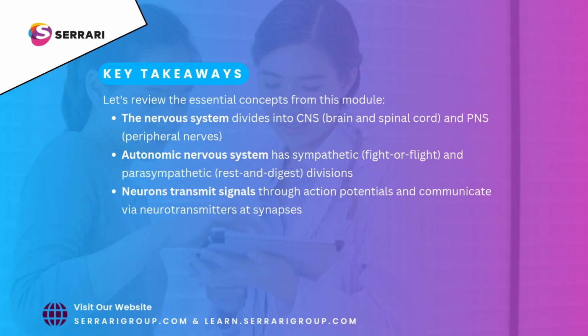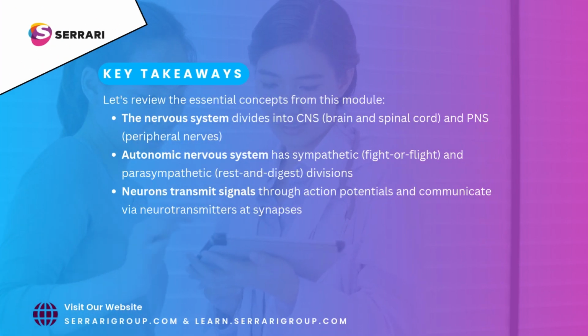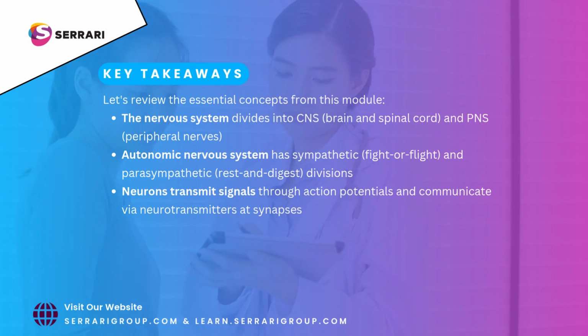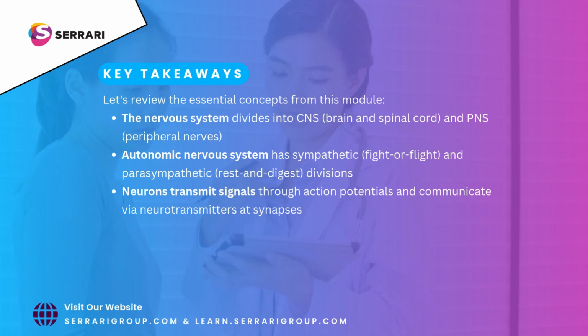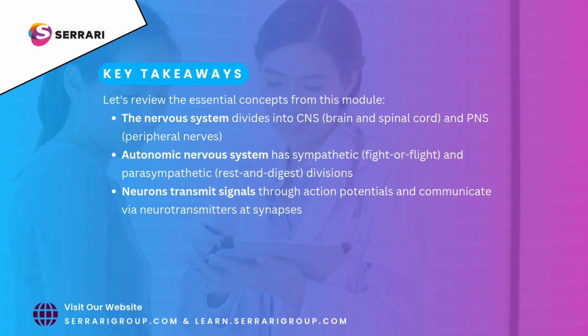Key takeaways. Let's review the essential concepts from this module. The nervous system divides into the CNS, brain and spinal cord, and the PNS, peripheral nerves. The autonomic nervous system has sympathetic, fight or flight, and parasympathetic, rest and digest, divisions. Neurons transmit signals through action potentials and communicate via neurotransmitters at synapses.